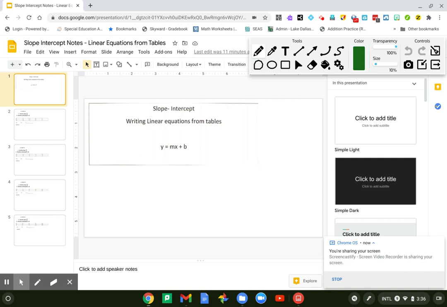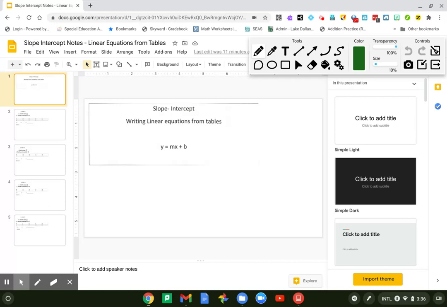Okay, guys, we're going to work with linear equations today. Basically, we're going to be writing equations from tables. Last week, we worked with constant of proportionality and constant rate of change, which you guys have determined are all just fancy names for unit rate. So you've been doing this all year long. You just didn't realize that you were doing it all year long.